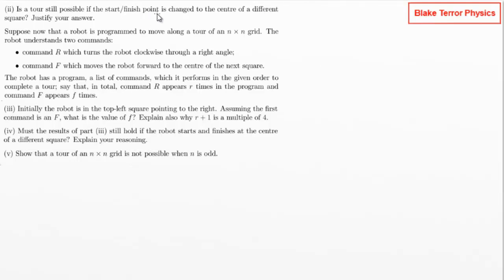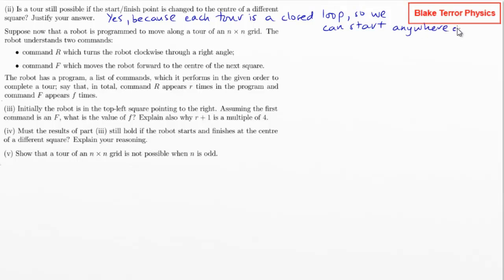So the answer to this is going to be yes, because each tour is a closed loop. Yeah, because we're still dealing with even, aren't we? Because each tour is a closed loop, so we can start anywhere on the path, or route. Let's go route. Oh, okay, that was easier than the first bit.